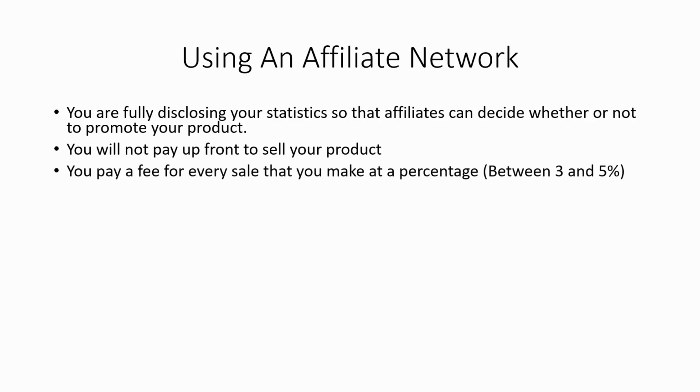Okay, you're going to pay a fee for every sale that you make. You're going to pay a percentage, right? So everything you sell on JVZoo, you're going to pay 5%. I think on Warrior Plus, you're going to pay between 3 and 5%. And that's going to be what the affiliate network does. Now, you're paying that fee for some convenience. We're going to talk about that here in a minute.